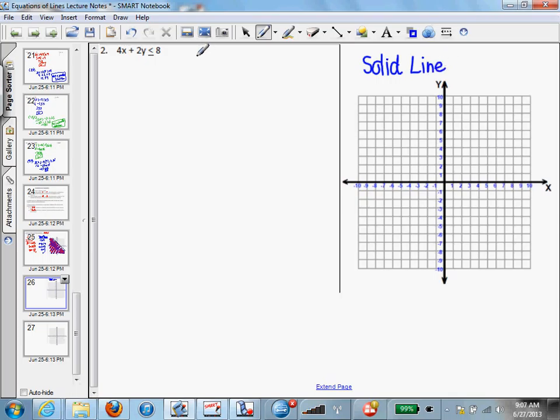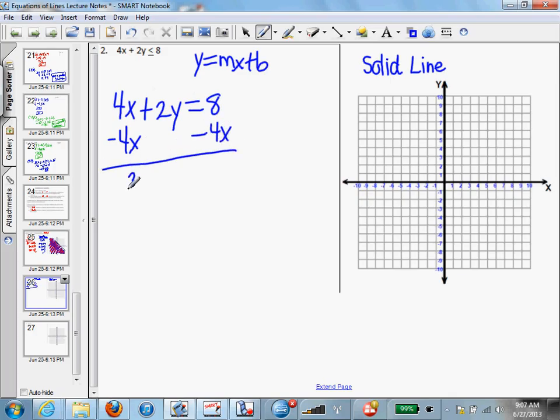Okay, and now I want to put this in the y equals mx plus b form. To do that, we need to first write our inequality, but replace the inequality with an equal sign. Now let's get rid of the x by subtracting 4x on both sides of the equation. So we're going to be left with 2y is equal to negative 4x plus 8.